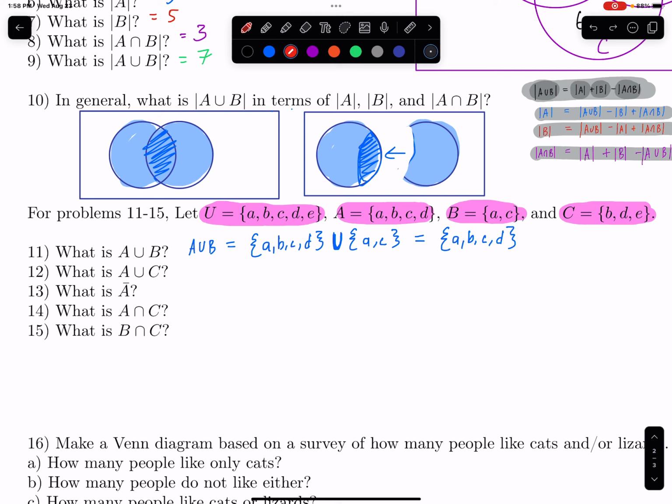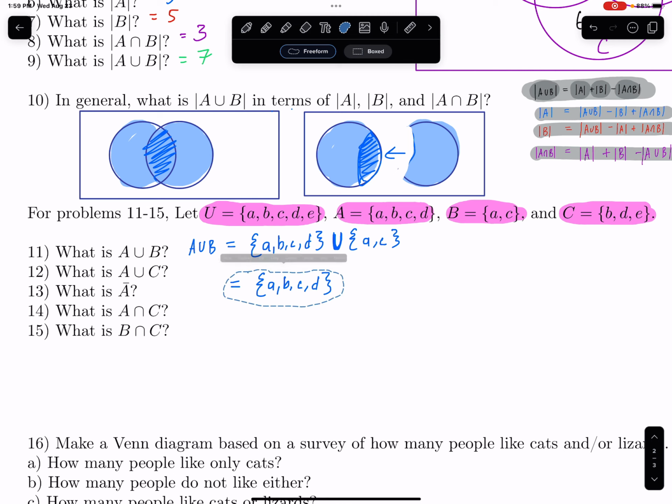Okay, moving on. Number 12. What's A union C this time? So A union C. Oh, you know what? I did something that's not so nice just now. I wrote everything horizontally. But if you have something that takes a lot of steps, that's not really a good practice. So what I recommend is to write it this way instead. This would be the work that I would show for problem number 11. And then you can even box your final answer to indicate that's your final answer. That's exactly what I would write for number 11 to get full credit.